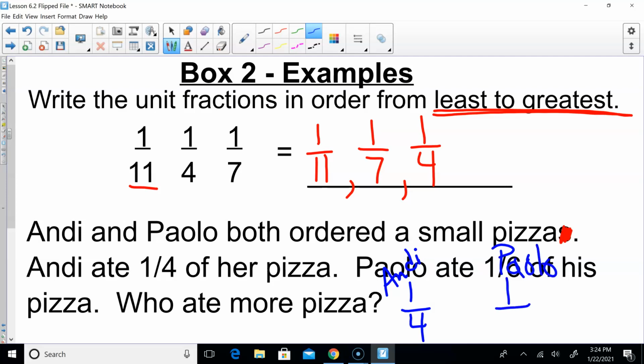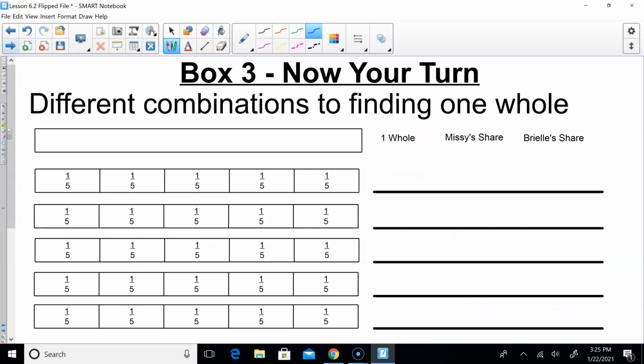Paulo ate 1/6. So now we know that the smaller the denominator, the bigger the piece. So who ate more pizza? Andy ate more pizza. So the answer would be Andy. And this right here would be showing your work, because 1/4 is greater than 1/6. You can draw a line right now.